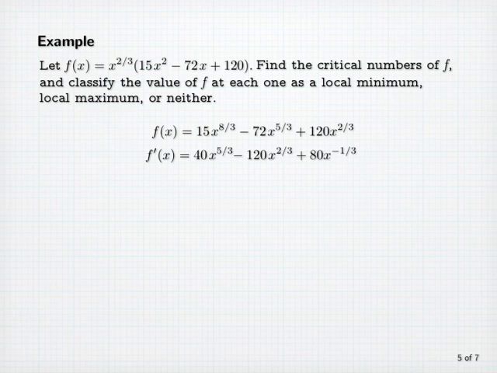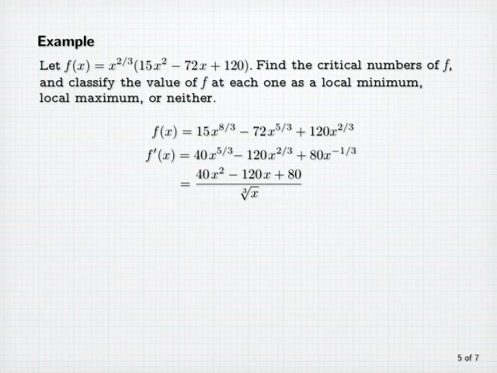Now let's think of x to the minus 1/3 as 1 over x to the 1/3 power, and write all three terms over a common denominator of the cube root of x. The numerator then is 40x squared minus 120x plus 80. Note that you could think of obtaining that by multiplying the previous expression by x to the 1/3 over x to the 1/3.